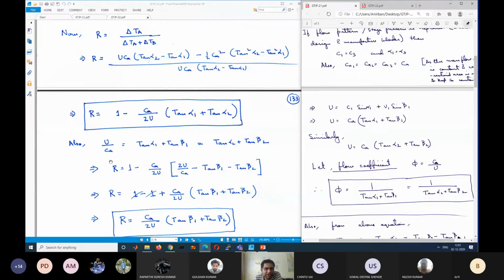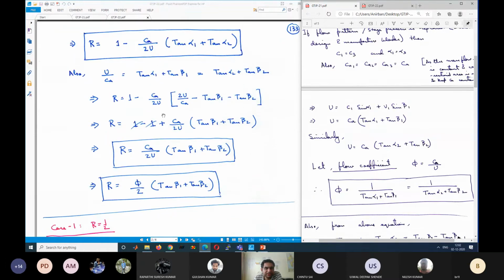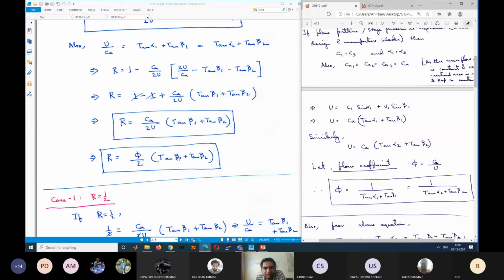If you do this, you will get R is equal to 1 minus CA by 2U, and you replace tan alpha 1 and tan alpha 2 by these relations, U by CA minus tan beta 1 and U by CA minus tan beta 2. So you will get 2U by CA minus tan beta 1 minus tan beta 2. After cancellation of the terms, the final expression for the degree of reaction in terms of the blade angles is R is equal to CA by 2U (tan beta 1 plus tan beta 2). And CA by U we can write as flow coefficient also. So R is equal to phi by 2 (tan beta 1 plus tan beta 2).